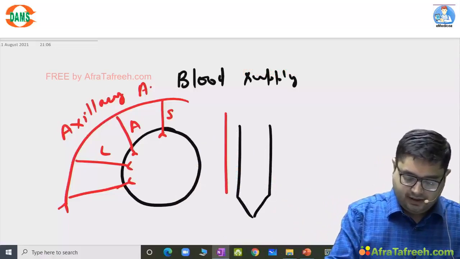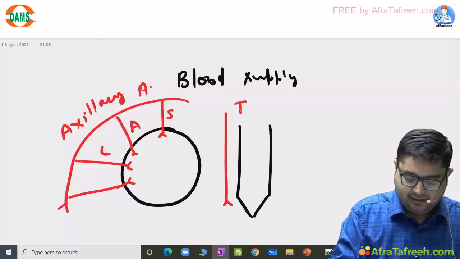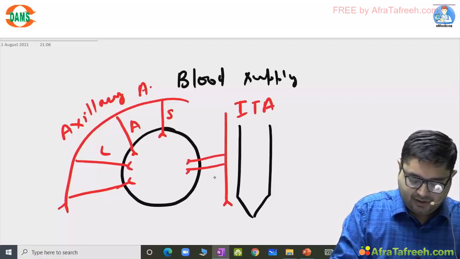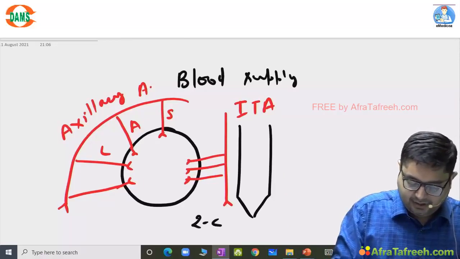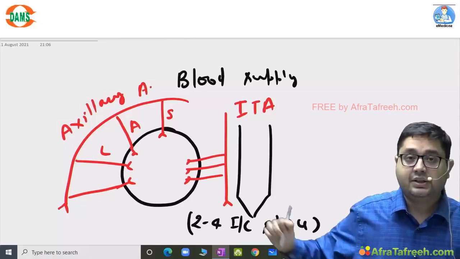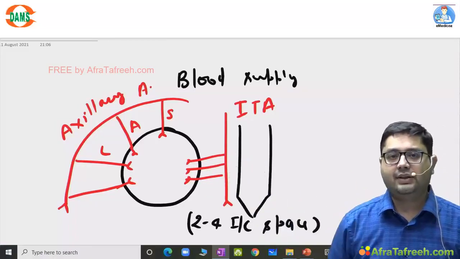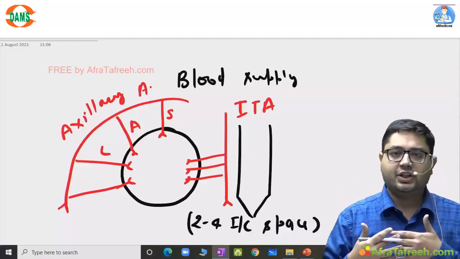And here in this position you have the parasternal position, that is internal thoracic artery. Internal thoracic artery is giving these branches in the second to fourth intercostal space. In the second to fourth intercostal space, these branches are the medial mammary branches, which are the branches from the internal thoracic artery.